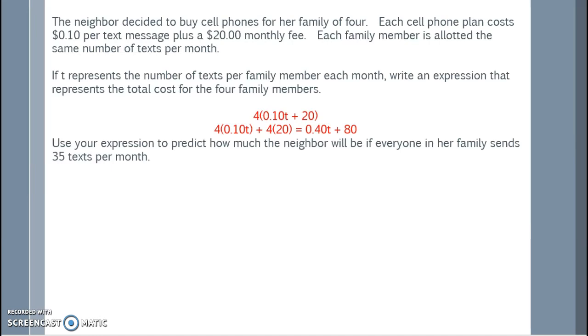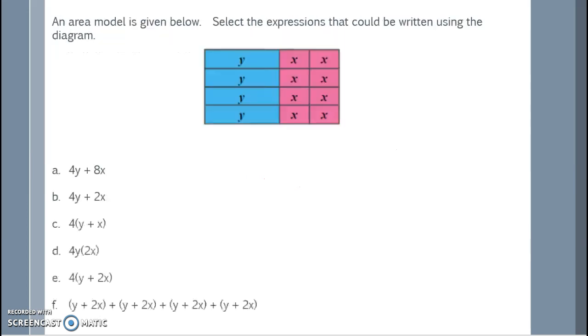So let's use our expression to predict if we were to send 35 texts per month. So we will replace the text message piece with 35. 40 cents times 35 messages is 14, plus 80 is 94.